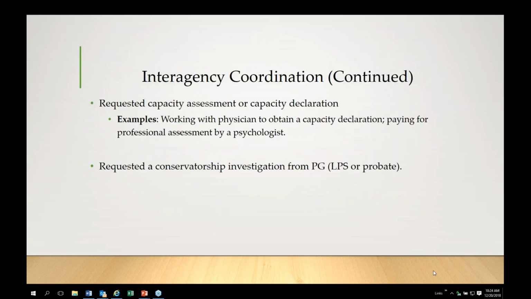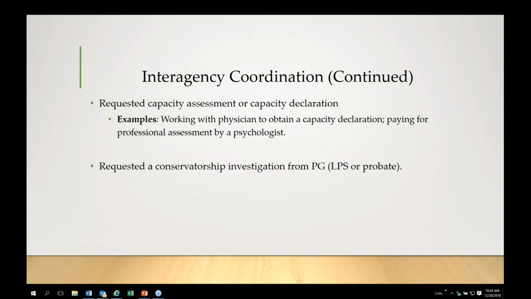That one was kind of tricky when we were talking about it in committee. It really is this: you have to do at least one step of some sort beyond your standard cross report. The second interagency coordination subcategory that we're going to ask you for is if you requested that somebody work on a capacity assessment or a capacity declaration. So if you contacted the doctor to get a CAP dec, or you got your county to actually pay for a professional assessment, we want to capture those.